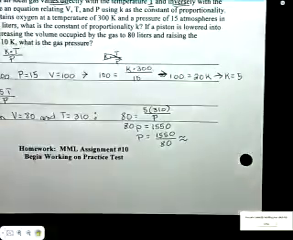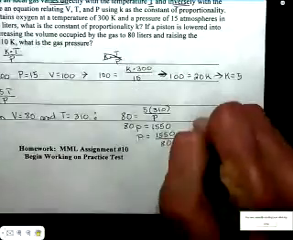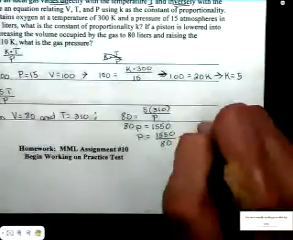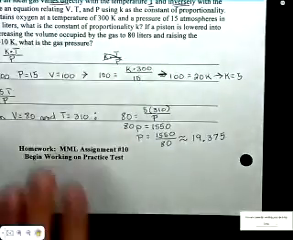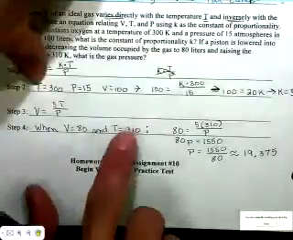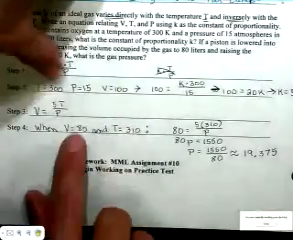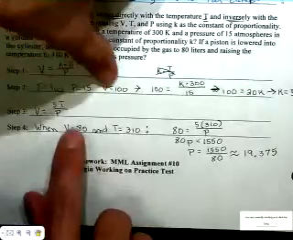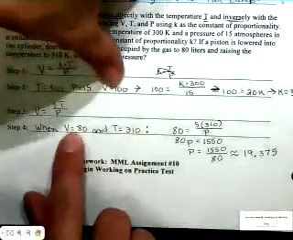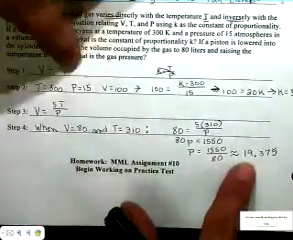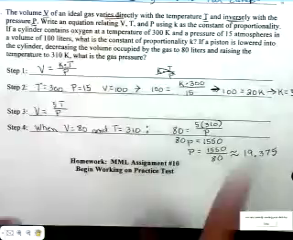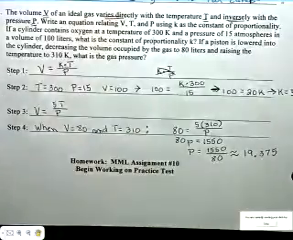Approximately what is that pressure now? Compare that to the original scenario. The temperature has gone up 10. The volume has gone down 20 cubic liters. And the pressure went up about 4 atmospheres. Any questions?